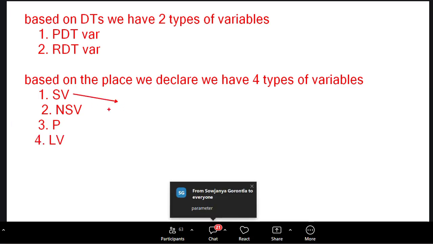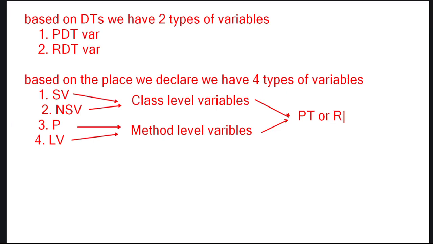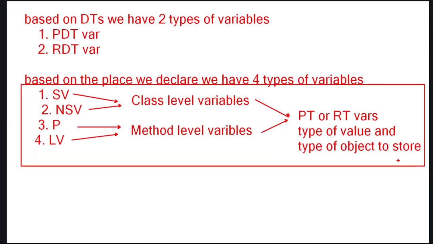Don't stop telling; you should continue. Static and non-static variables are class level variables, meaning they are created inside the class. Parameter and local variables are method level variables, meaning they are created inside the method. All four variables can be either primitive type or reference type variables, based on the type of value and the type of object to store. This is the complete answer you must tell the interviewer.